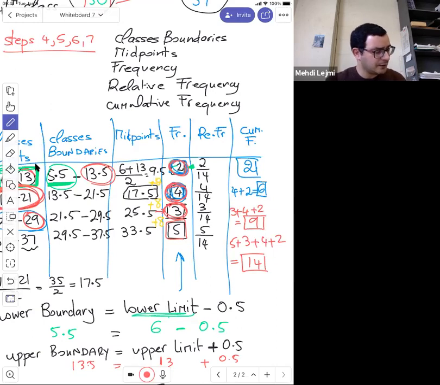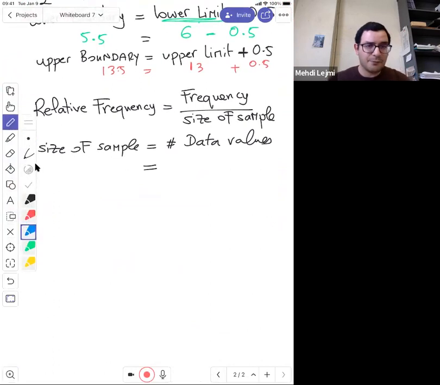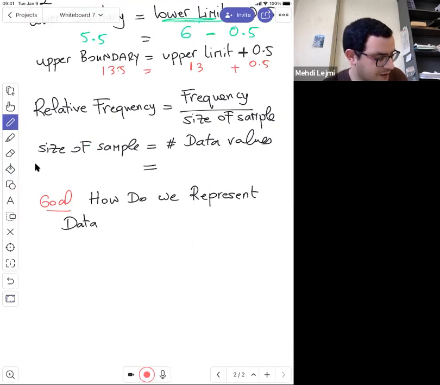All right, guys. Sorry, but we need to move to the next thing, which is histograms. Today the goal is to learn how to represent all this data. So what are we going to do with this frequency table? The goal now is how do we represent the data using these frequency tables.